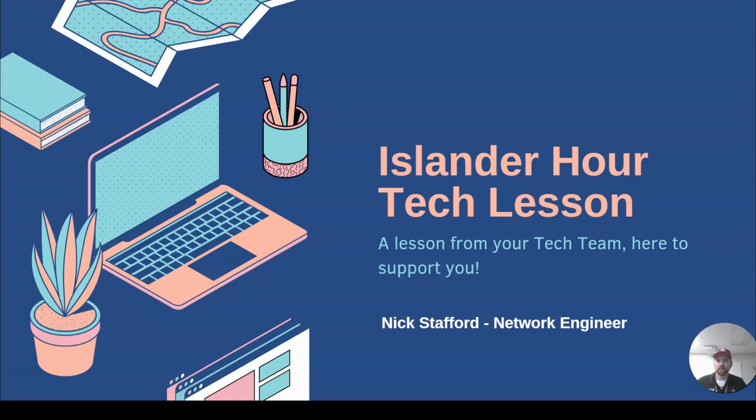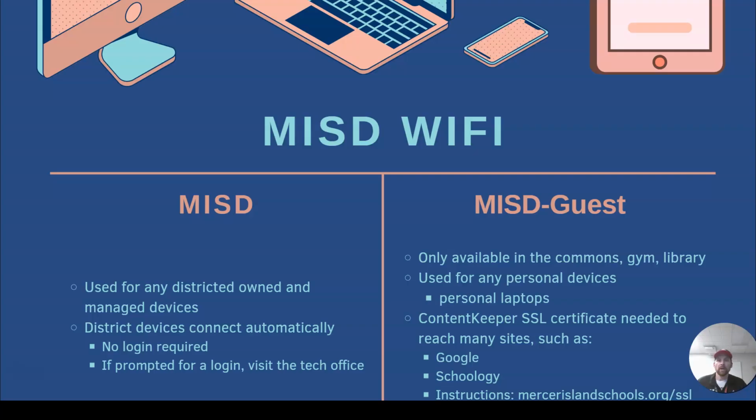Alright, let's get going. So first let's talk about the Wi-Fi available in the building. MISD is the primary network. It can be found throughout the entire high school, and it's used to connect your school-issued laptop. It connects automatically, so if you click on MISD and it prompts you for a username and password, something's gone wrong. Swing by the tech office and we'll be able to help you out, because MISD should be automatically connecting with your device. No login is necessary.